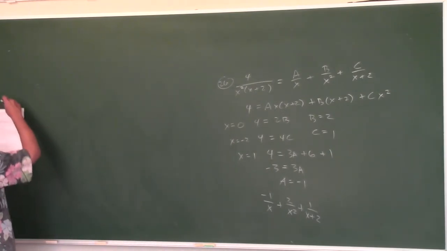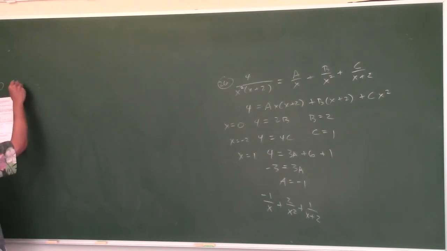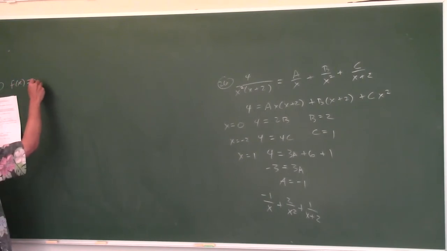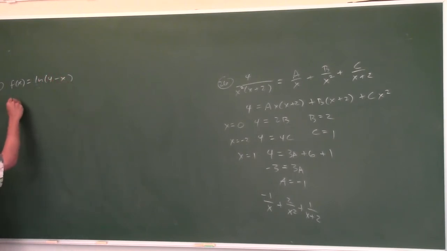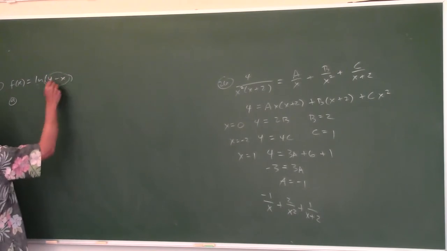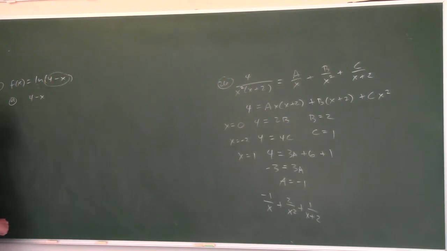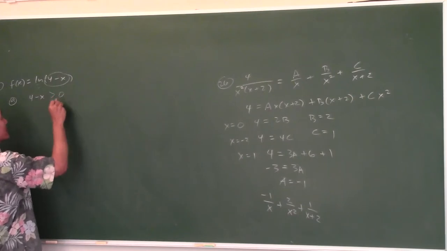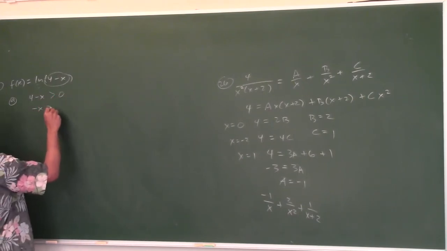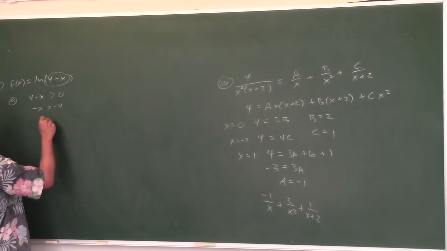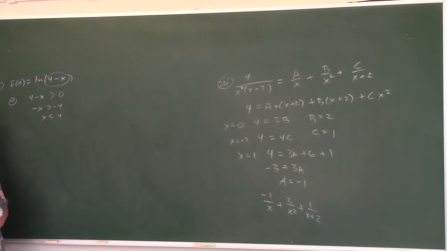Alright, where are we? Number 27. f of x. So this is not really one problem because it's got part A, part B, part C. A, find the domain. Now when you have a logarithmic function, to find the domain, you take the argument here. The argument has to be greater than 0. Solve that inequality. Negative x is greater than negative 4. Divide by negative 1. x is less than 4. That's your domain.